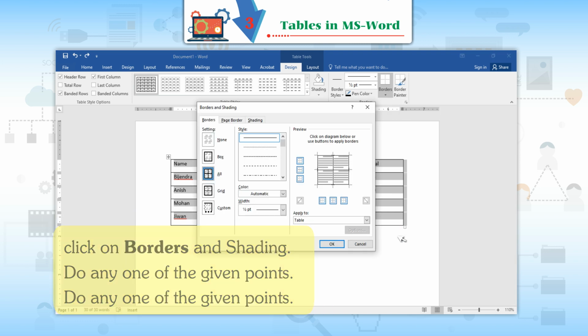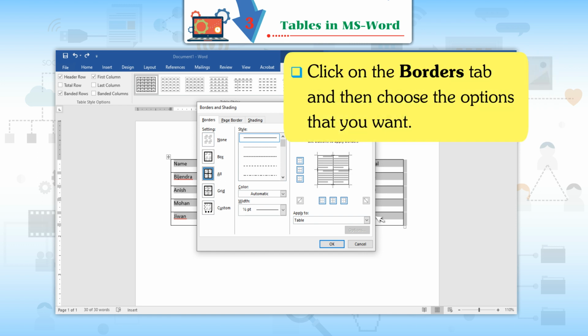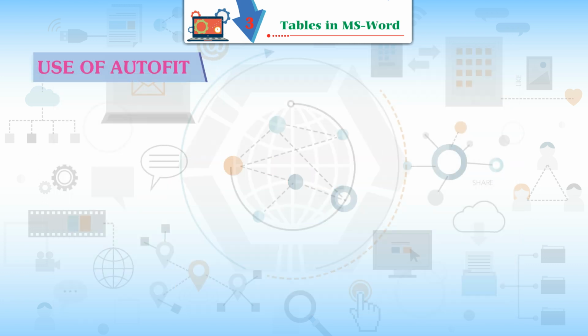Do any of the given points. Click on one of the predefined border sets. Click on the Borders tab and then choose the options that you want. You can notice the change in the appearance of the selected table.